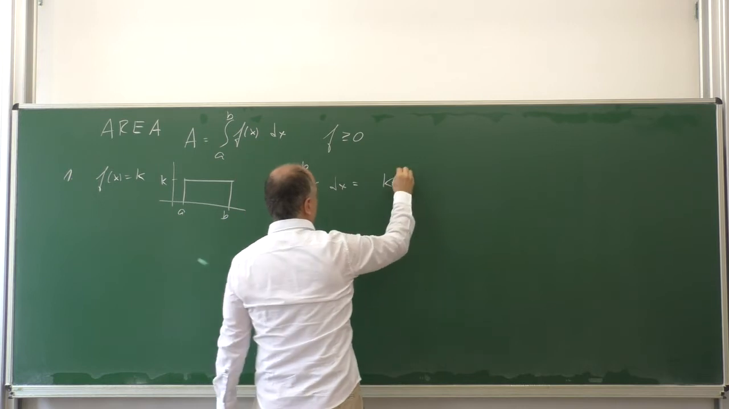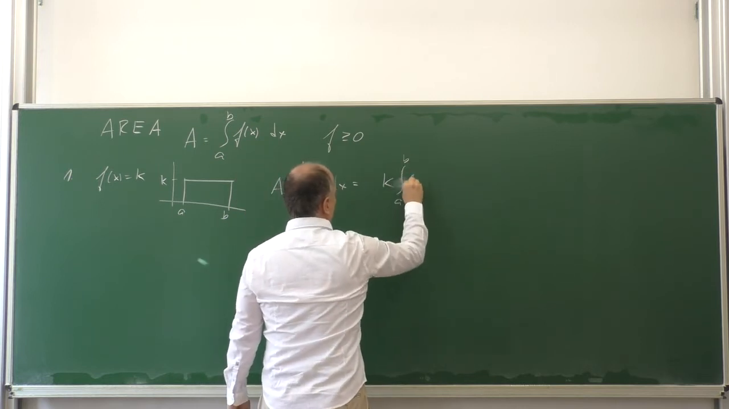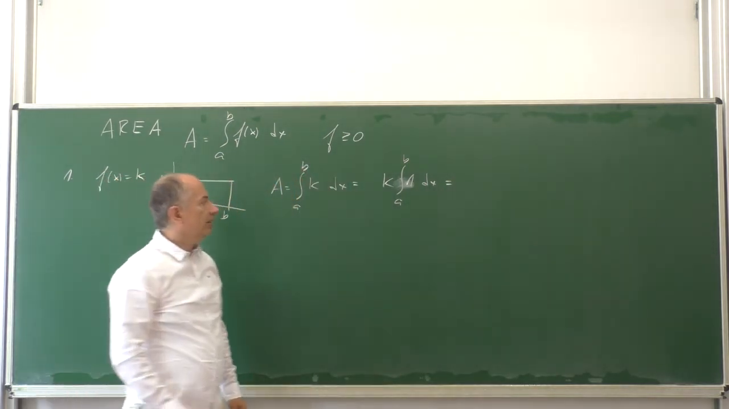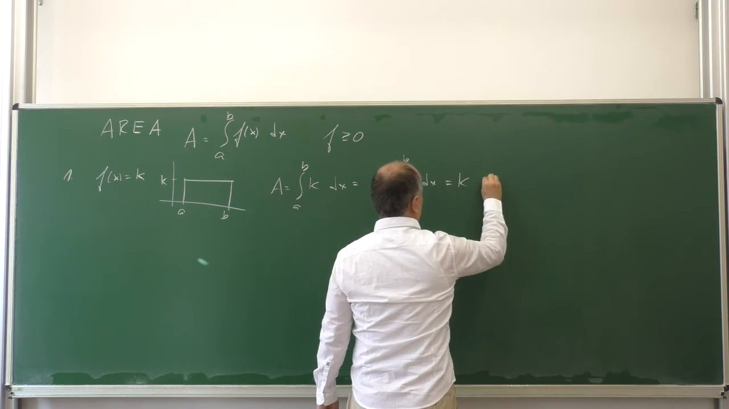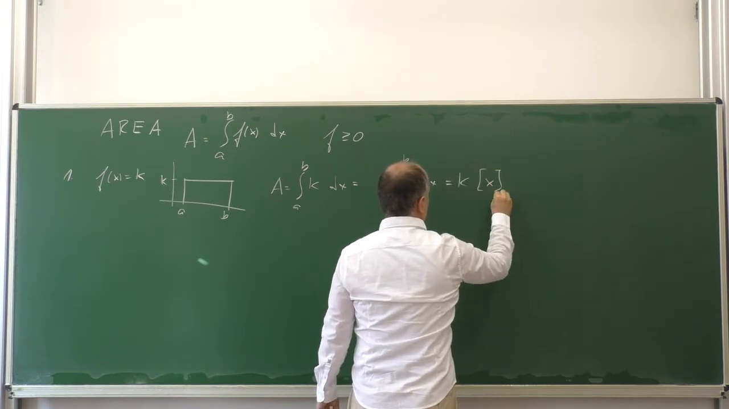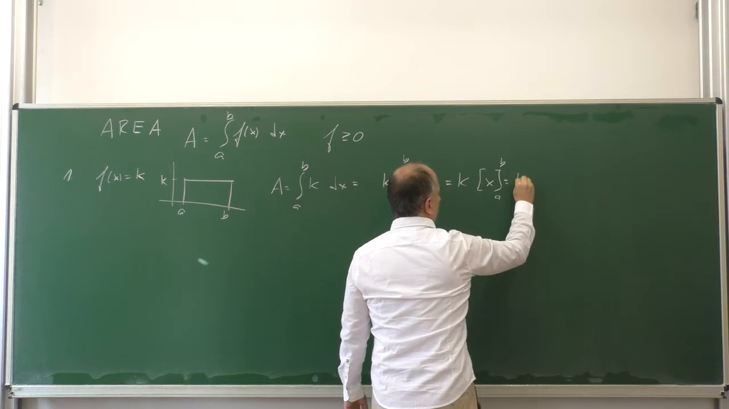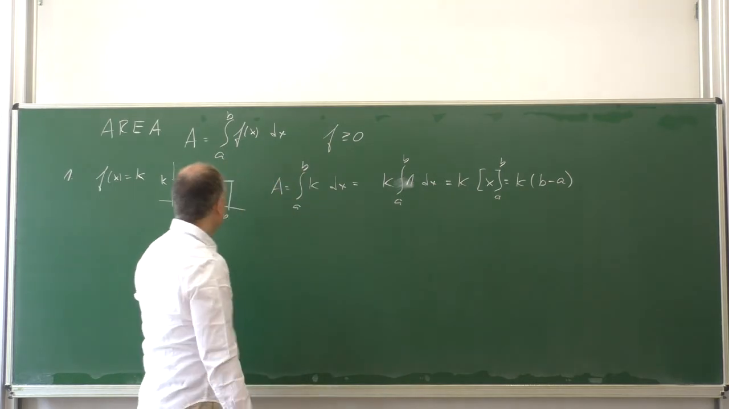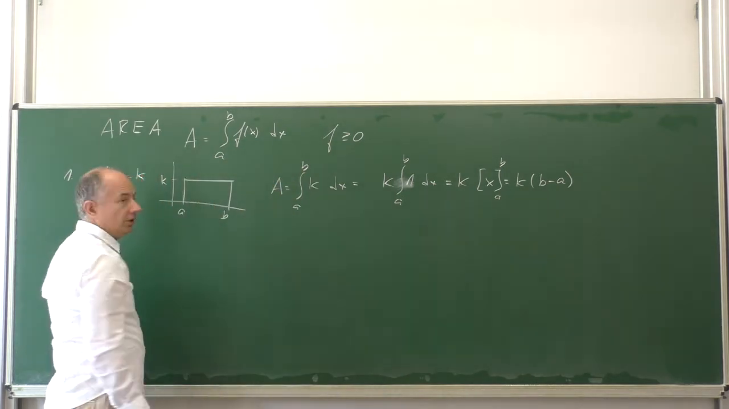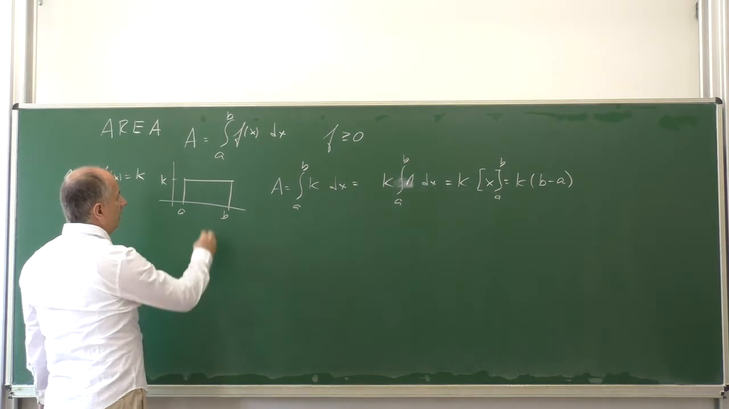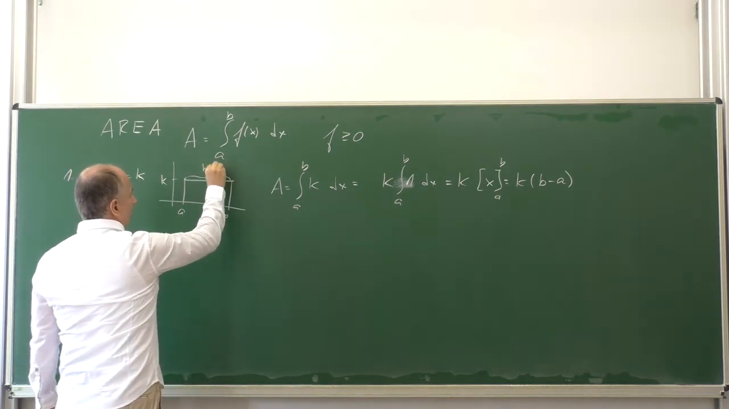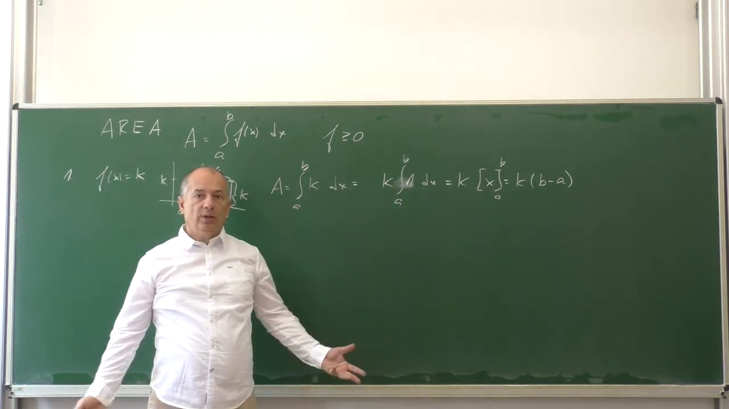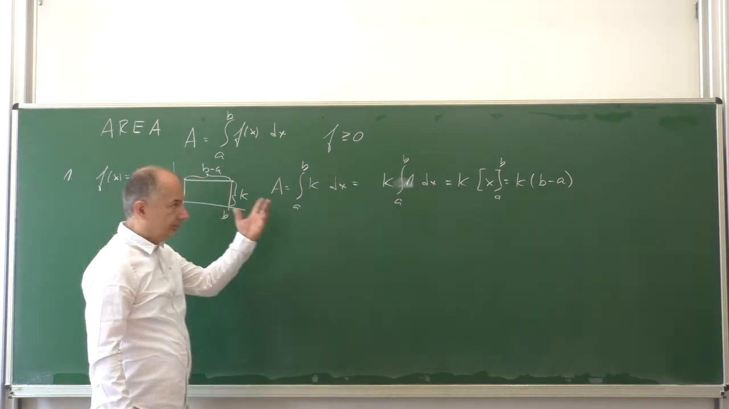Let's factor out the constant first, and we have 1 dx, and the integral of 1 is x from a to b, which is k times b minus a. And yes, this is in perfect agreement with the geometrical way, namely this is b minus a, this is k, and when we multiply these two sides we get the area of the rectangle. Well, that's good.